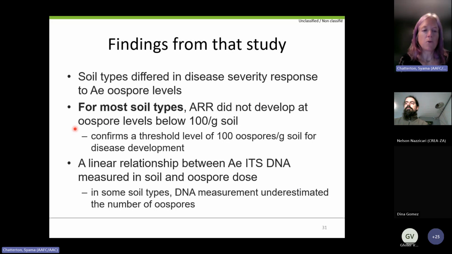And there was fortunately a linear relationship between the Aphanomyces ITS DNA that was measured in soil and the amount of oospores that we put in. But like I said, in some soil types, the DNA measurement did underestimate the number of oospores. So this was a good base to then look at, okay, we have this nice greenhouse, lab-based relationship. Now let's see how this translates to the field.